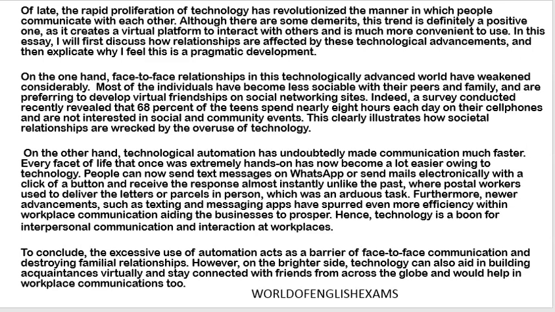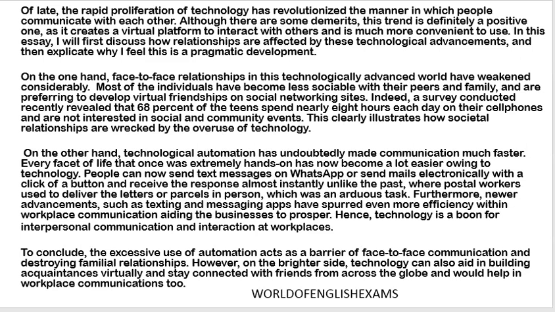On the other hand, technological automation has undoubtedly made communication much faster. Every facet of life that once was extremely hands-on has now become a lot easier owing to technology. People can now send text messages on WhatsApp or send emails electronically with the click of a button and receive the responses almost instantly. Unlike the past, where postal workers used to deliver the letters or parcels in person, which was an arduous task. Furthermore, newer advancements such as texting and messaging apps have spurred even more efficiency within workplace communication, aiding the businesses to prosper. Hence, technology is a boon for interpersonal communication and interaction at workplaces.